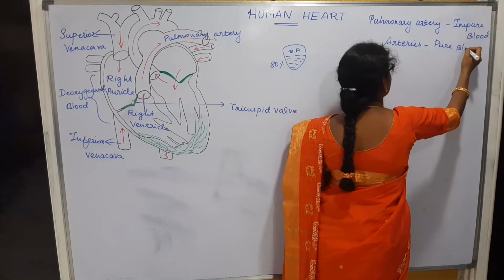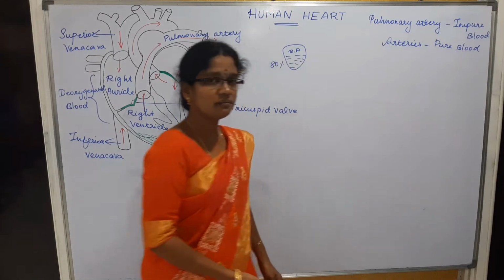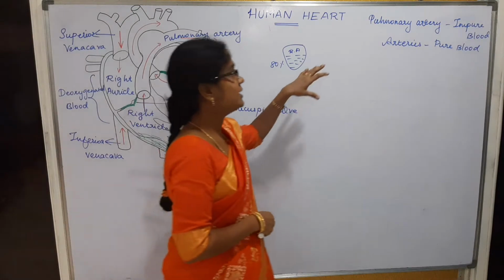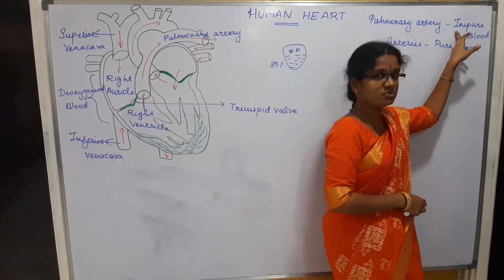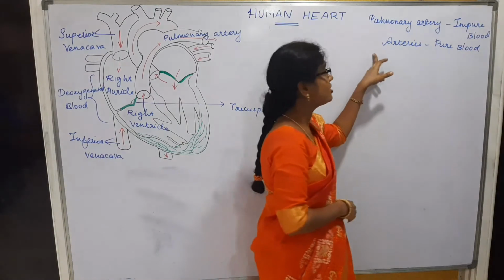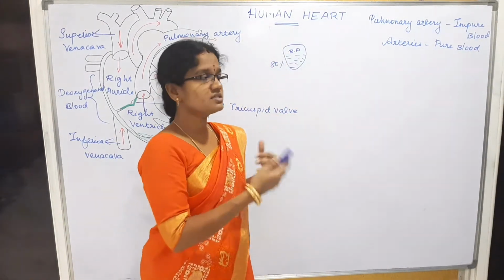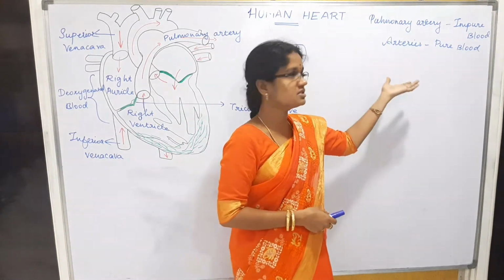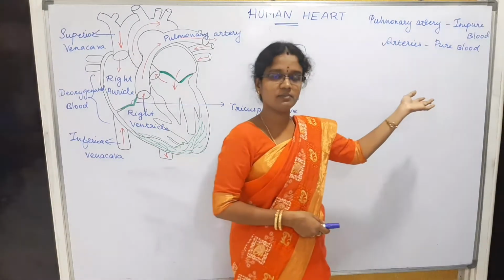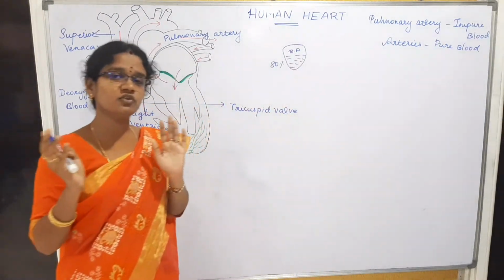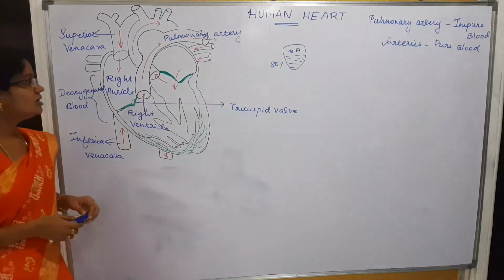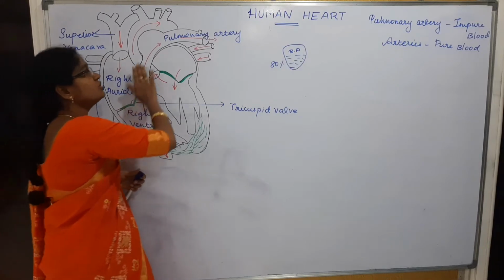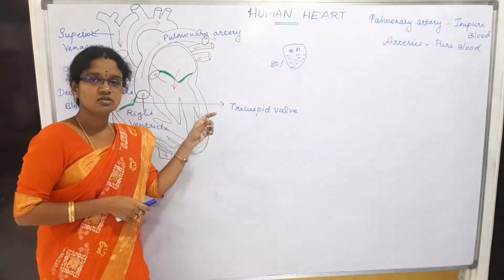You have to be very confident about this impure blood and pure blood, because you will get confused while you are writing your exam, right? So, the pulmonary artery carries the impure blood, whereas the arteries carry the pure blood. In the same way, the pulmonary veins receive the oxygenated, that is the pure blood, whereas the veins carry the impure blood. You have to concentrate on this topic, both for the board exam as well as the NEET exam, right?